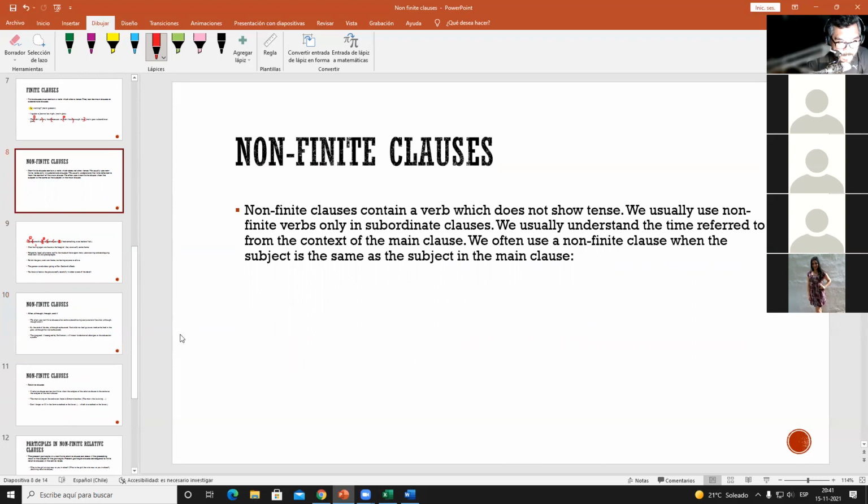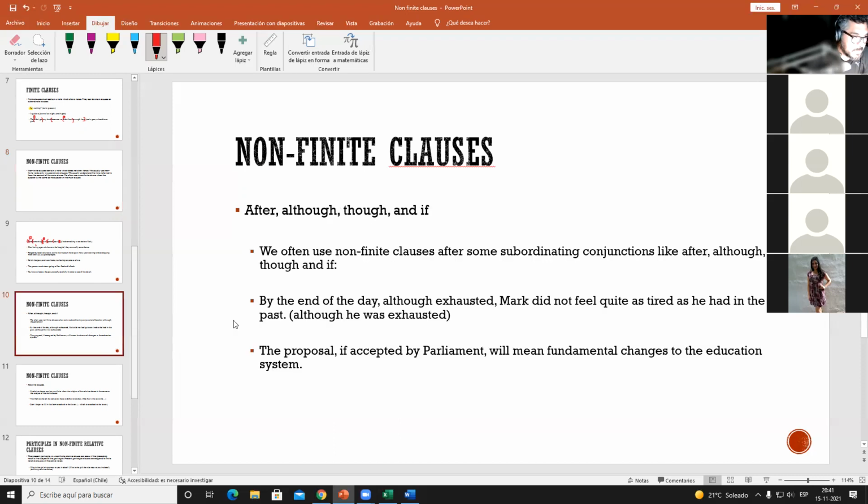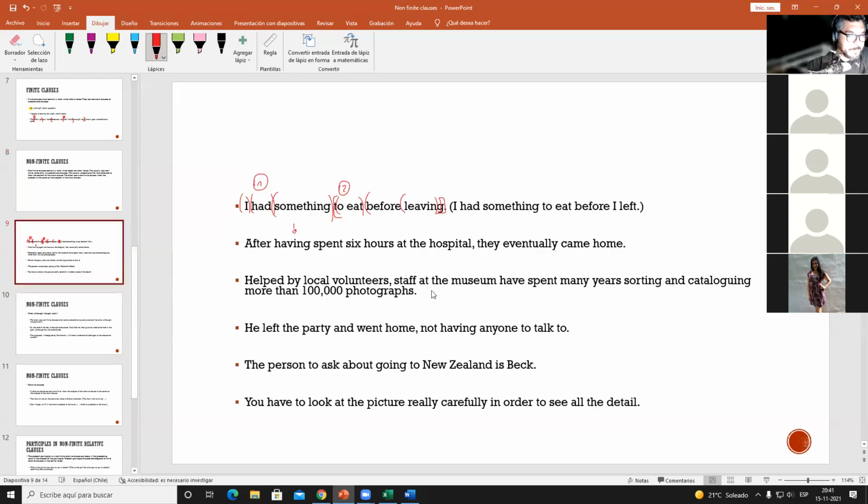Meanwhile, non-finite clauses contain a verb which does not show tense. We usually use non-finite verbs only in subordinate clauses. We usually understand the time referred to from the context of the main clause. We often use a non-finite clause when the subject is the same as the subject in the main clause. Okay, we're going to see it now. I had something to eat before leaving. If I ask you to provide a syntactic analysis for this, it will look like this.